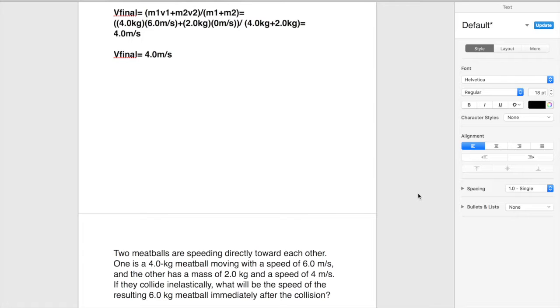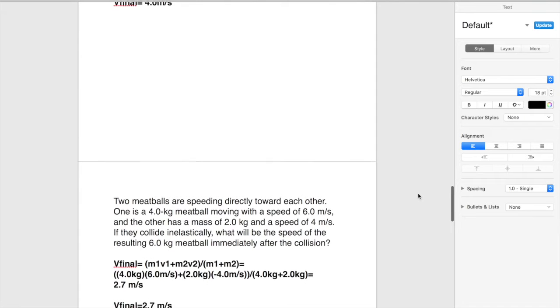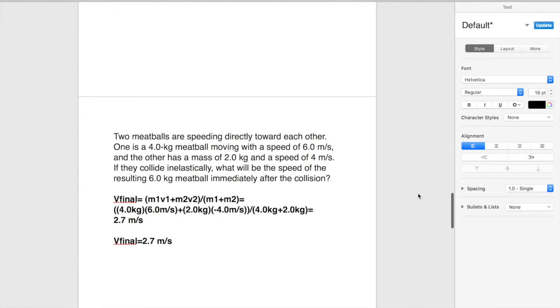So again, using the equation after solving for v final, we just substituted in the variables. We have 4 kilograms times 6 meters per second plus 2 kilograms times negative 4 meters per second, since it is heading in the opposite direction, all divided by 4 kilograms plus 2 kilograms, which gives us a velocity of 2.7 meters per second. So that is our final velocity.